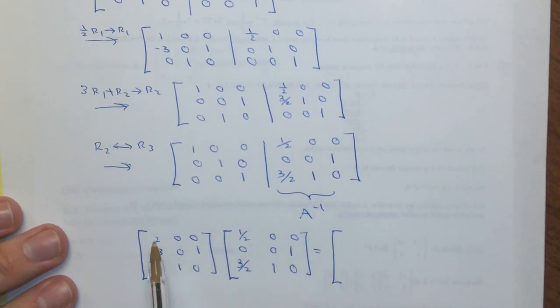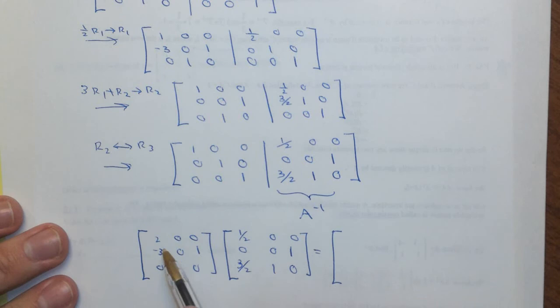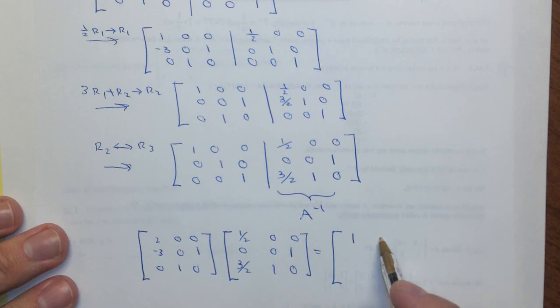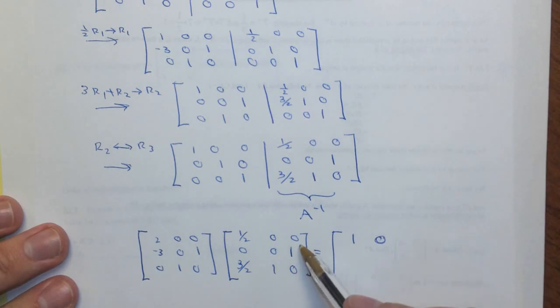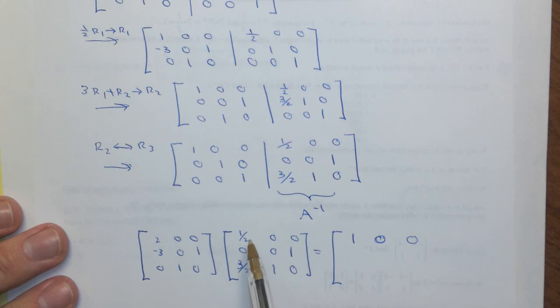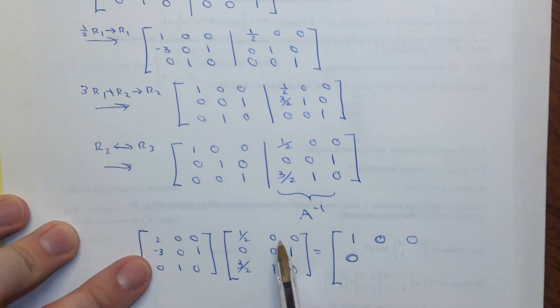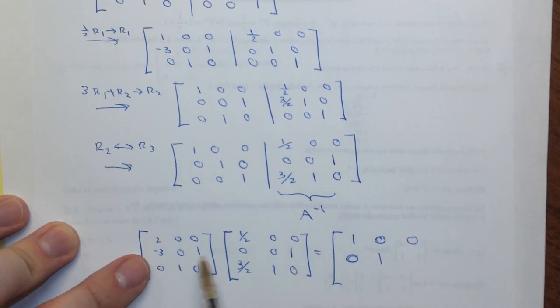So when I do this, 2 0 0 multiplied with 1/2 0 3 halves, will just give me 2 times 1/2 or 1. 2 0 0 multiplied with 0 0 1 will give me 0. 2 0 0 multiplied with 0 1 0 also gives me 0. Now on to the second row. Negative 3 0 1 multiplied with 1/2 0 3 halves will give me negative 3 halves plus 3 halves, which is 0. Negative 3 0 1 multiplied with 0 0 1 will give me 0 0 plus 1. The second row multiplied with the third column will give me 0 plus 0 plus 0.